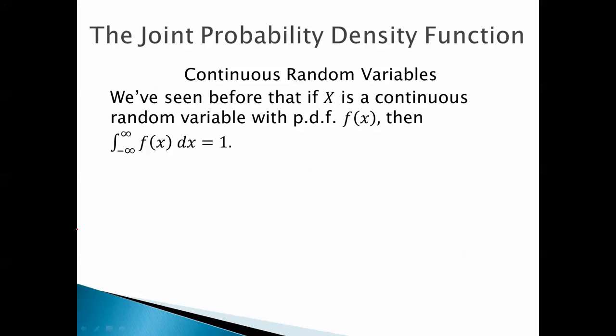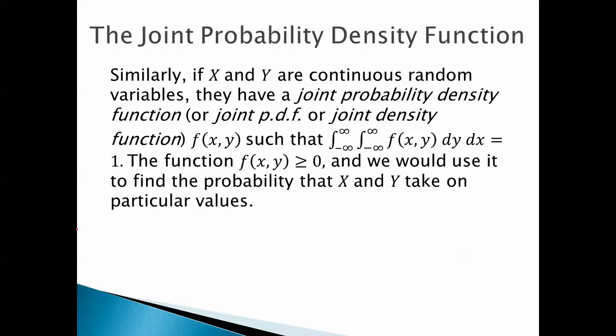Now let's look at the joint probability density function in the continuous case, for continuous random variables. We've seen before that if x is a continuous random variable with PDF f of x, then the integral from negative infinity to infinity of f of x dx is 1. Similarly, if x and y are continuous random variables, they have a joint probability density function, or joint PDF, or joint density function f of xy, such that the integral from negative infinity to infinity of f of xy dy dx is 1. This function f of xy is greater than or equal to 0, and we would use it to find the probability x and y take on particular values.